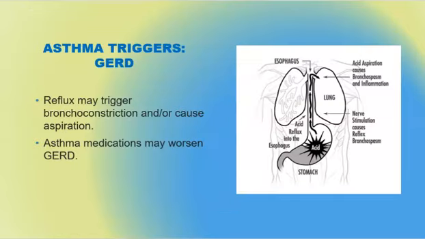Okay, asthma triggers. So let's think about how close the stomach is to the lungs. If somebody has reflux, what do you think is going to happen to all that acid that's coming up from the esophagus into possibly the lungs? It may trigger a bronchoconstriction and or cause aspiration. Believe it or not, asthma medications may worsen GERD.